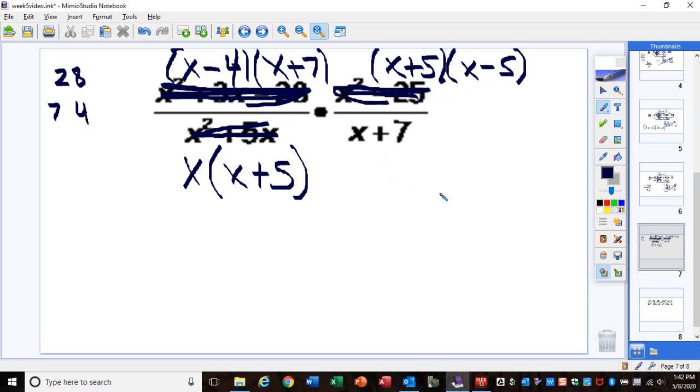Now, everything's been simplified. Now, you can cancel entire expressions. So see how you have an x plus 7 here and x plus 7 here. If they're on the same level, you can't cancel. But if they're on different levels, you can even cancel above or diagonally. So I can see this x plus 7. I can cancel that and that. That's gone. See the x plus 5? I can cancel this x plus 5 and this x plus 5.